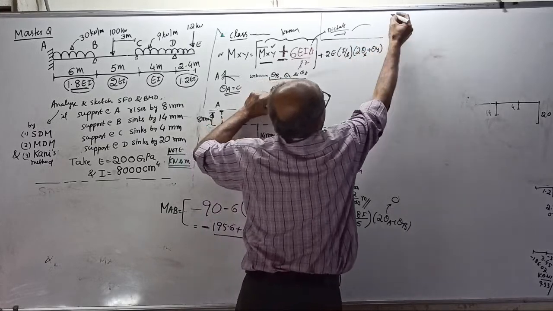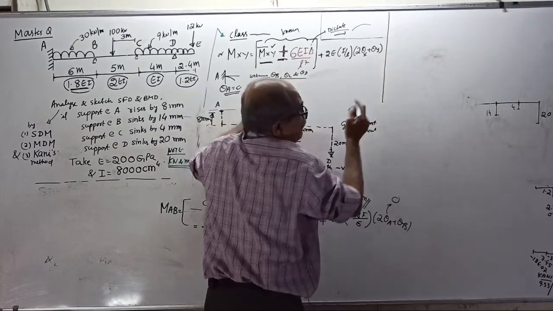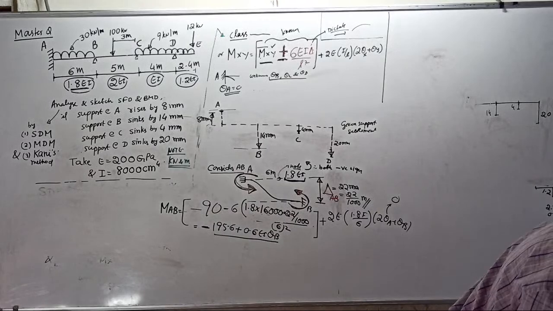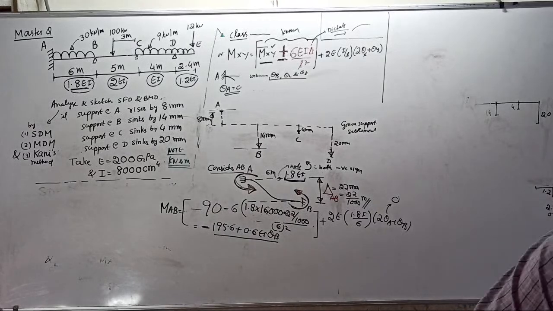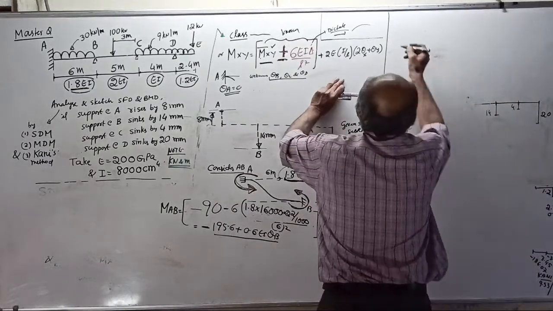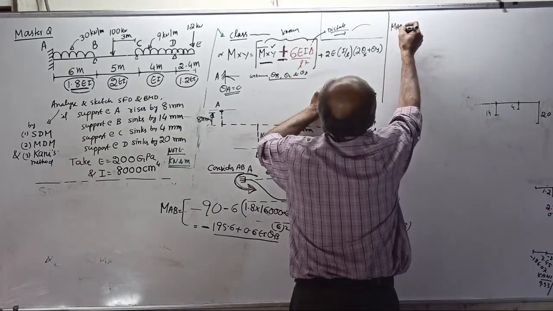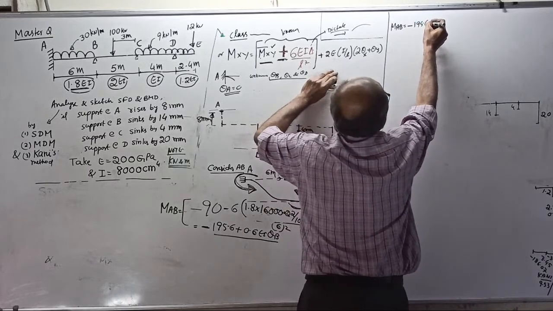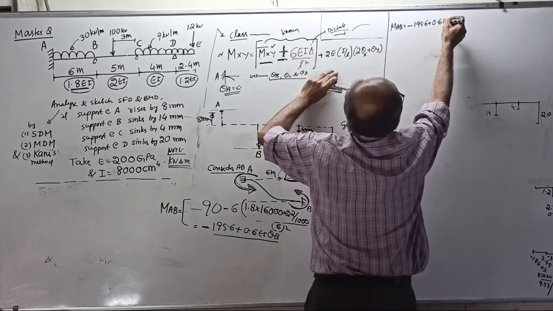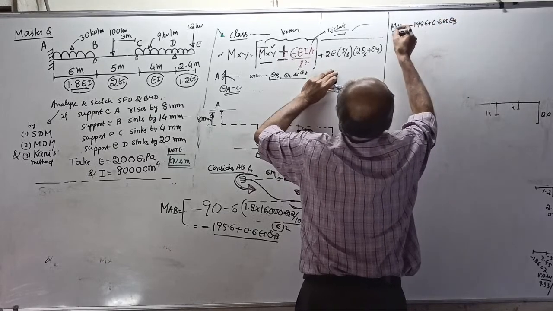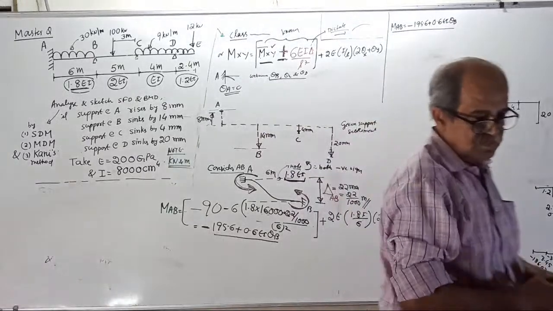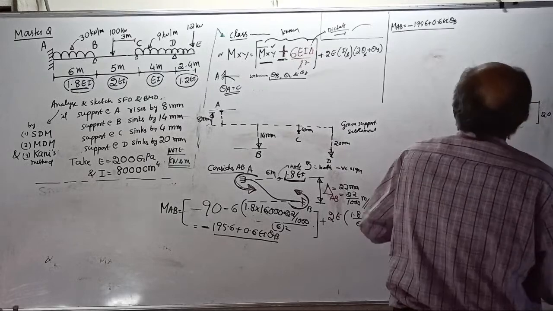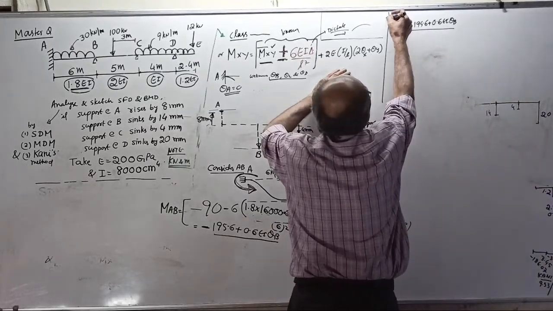So I will make a note here because I will be rubbing continuously. I will write there: your MAB finally came minus 195.6 plus 0.6 EI theta B came. Okay, is it visible? Because time is not there, I will write now only. This second round is not required.